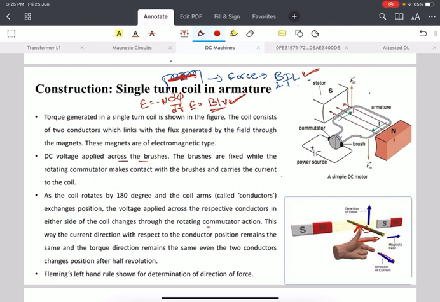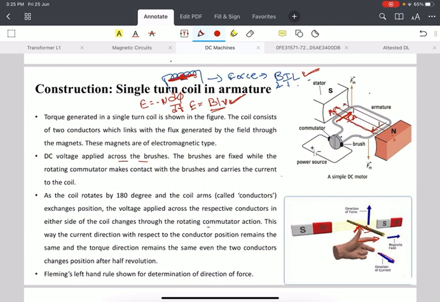Therefore, a simple DC motor can be explained with a conductor loop carrying a current of I ampere in a magnetic field. As you can see here, there is a magnetic field between these two permanent magnets or electromagnets, and the magnetic field is in this direction. We have a single current carrying conductor placed like this. Current is entering from here and exiting from here, and we have connected it to a DC source. And we have a commutator.